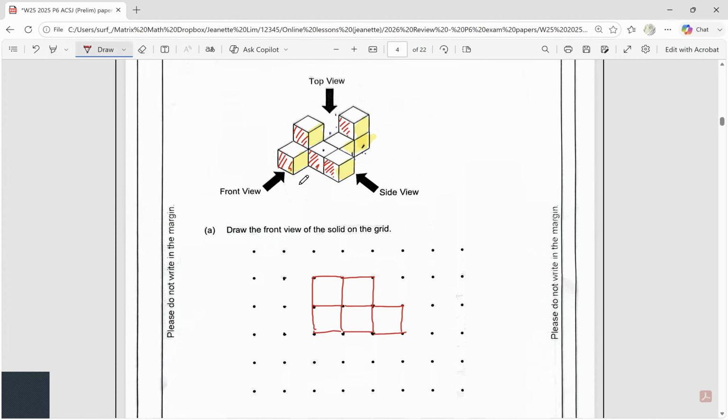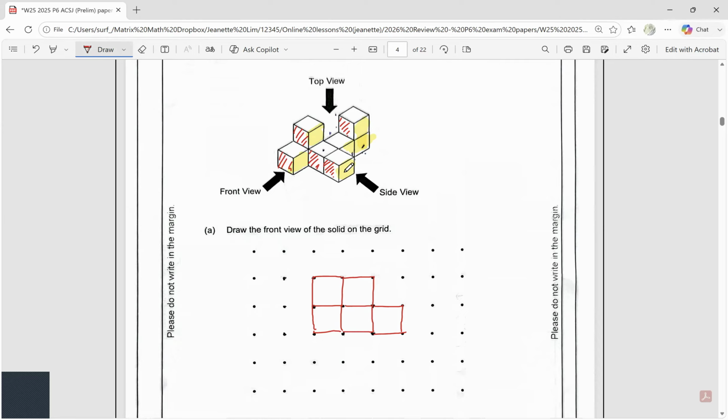Okay, so the red one is the front view, the yellow one is the side view. How many cubes can you add? So from the front view, you can add more cubes behind. Okay, so two below on the first. Okay, let's go layer by layer. In the first layer, you can add two more behind. Okay, then here you can add two as well.